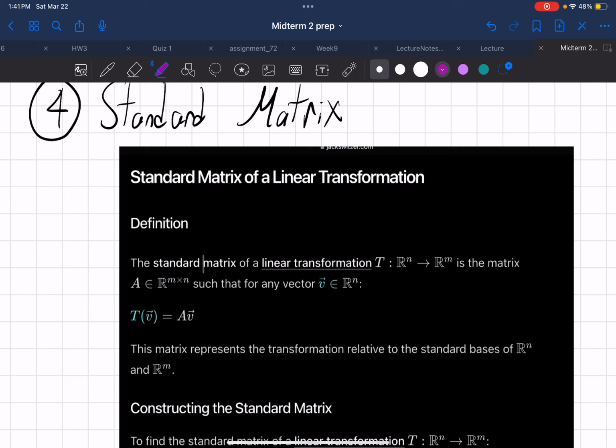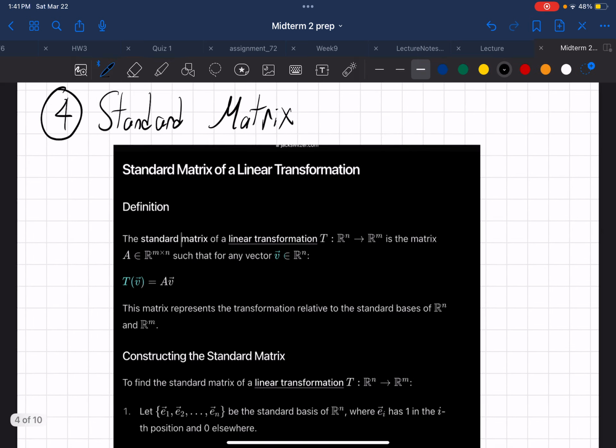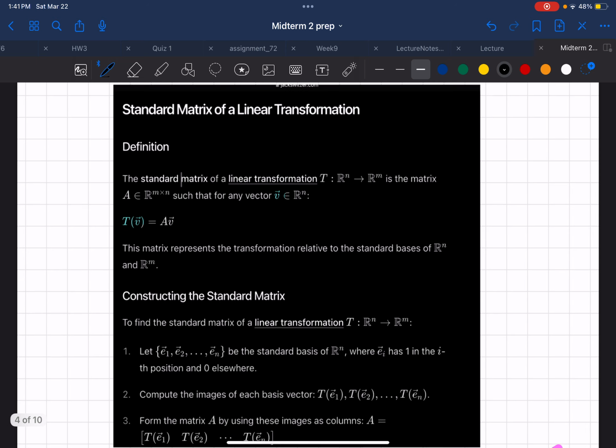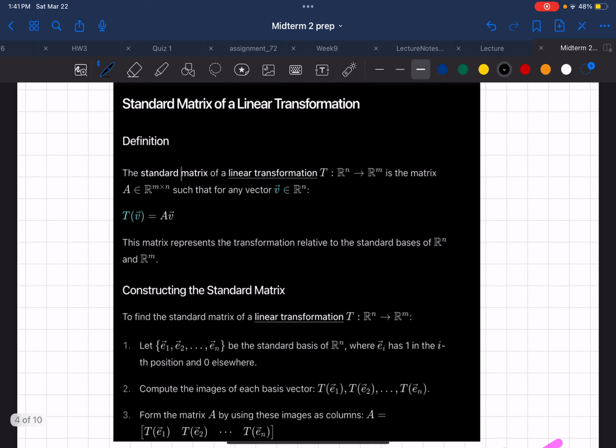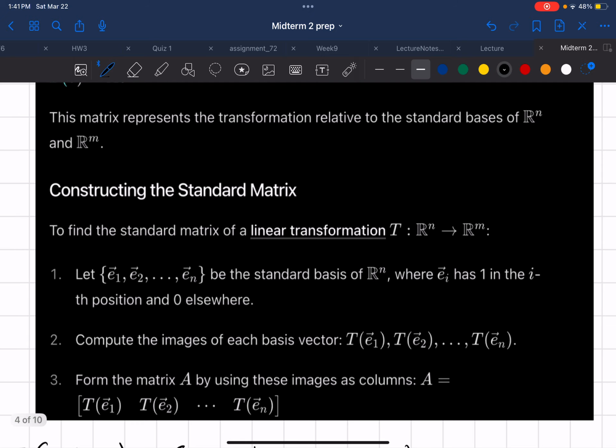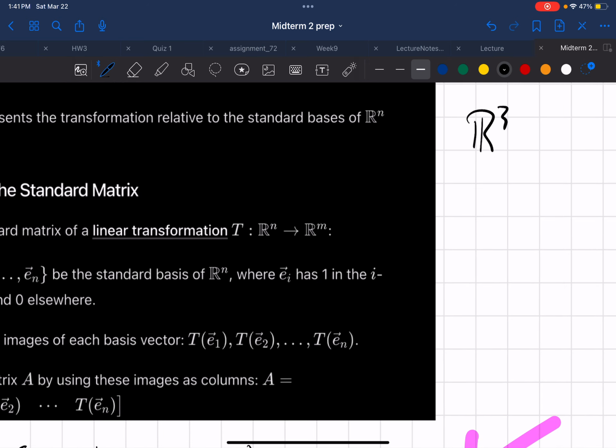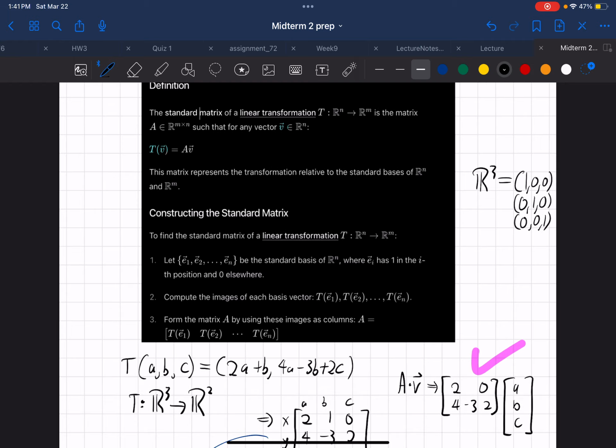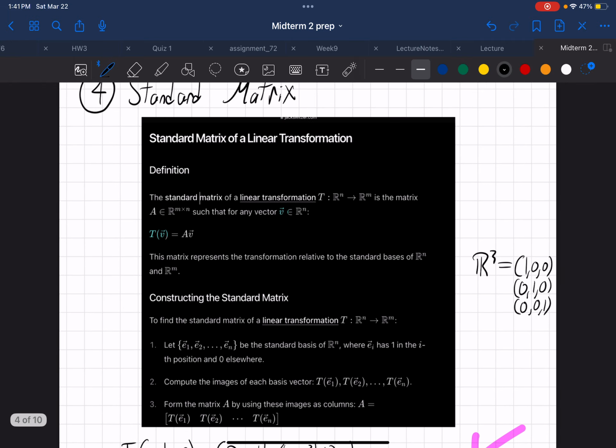Now, the standard matrix specifically relies on mapping the standard basis of Rn and Rm and seeing how those transform accordingly. Just a reminder, the standard basis is essentially where you have a 1 in one position and zeros everywhere else. So in R3, for example, you'd have (1, 0, 0), then (0, 1, 0), and then finally (0, 0, 1). You'd send all these into the vector space, figure out what you get back, and that would tell you what the standard matrix should look like.